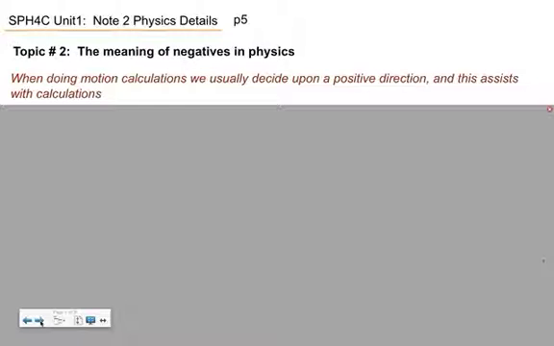Second thing I want to go through is sometimes we use negatives in physics. I'm not talking about negative exponents now, I'm talking about something like negative numbers. And almost exclusively, negative numbers in physics refer to a negative direction. And what that means is we call something positive, say north, that means south would be negative. Okay, and that just helps us with calculations, as you'll see later on.